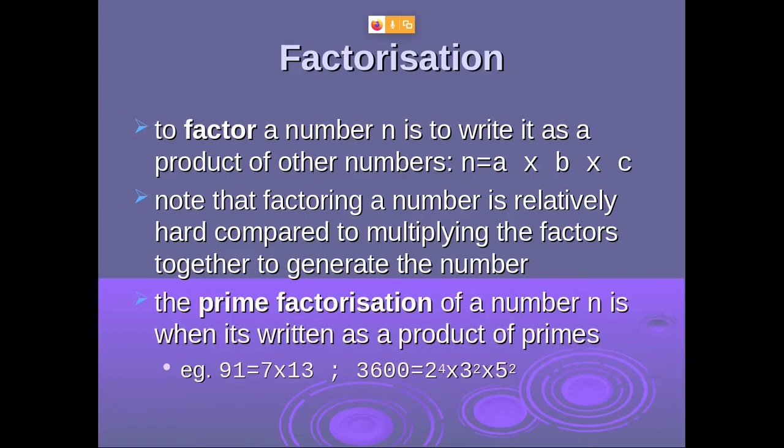The prime factorization of a number n is when it is written as the product of primes. 91 is equal to 7 into 13. 3600 is equal to 2 to the power 4 into 3 square into 5 square. So any number can be expressed in terms of prime factors.